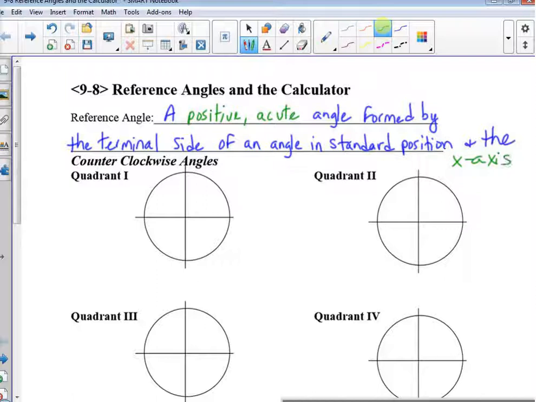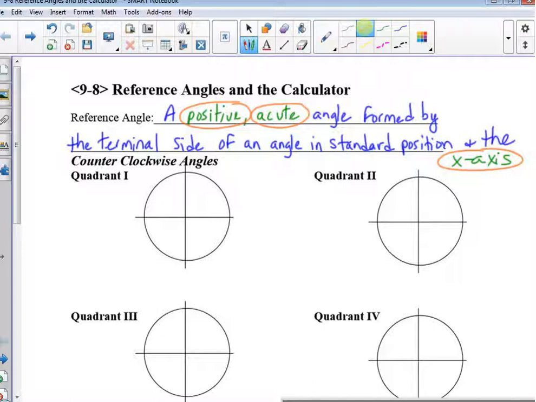x-axis. So you can see the three key words: positive, acute, and x-axis. All right? It's never negative, never greater than 90, and it always comes off the x-axis. Those are the three very, very important things to keep in mind about reference angles. Otherwise, you'll probably get them wrong.